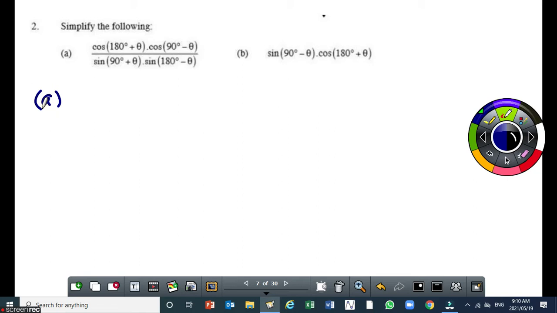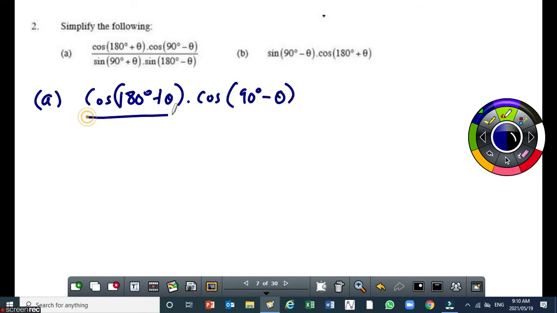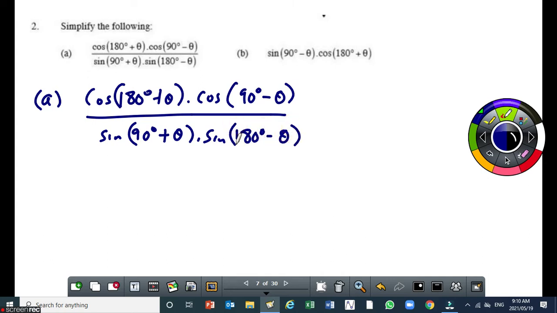So cos(180 degrees plus theta), I'm going to rewrite it. That will be cos(180 degrees plus theta) times cos(90 degrees minus theta) all over sine(90 degrees plus theta) times sine(180 degrees minus theta). So I'm using the reduction formula that are there among those 12 together with these 4 here, and I might use the reduction of negative angles.